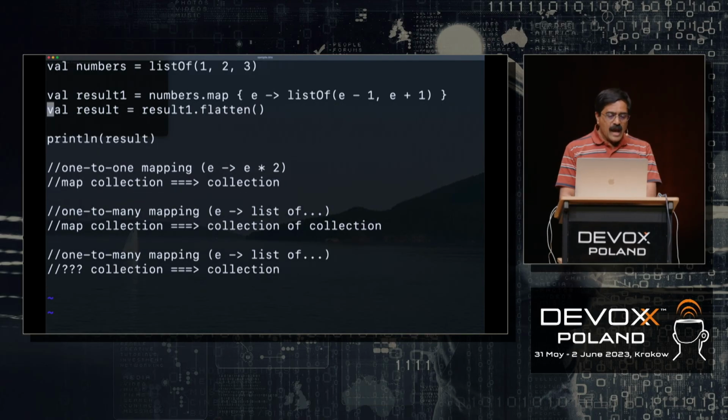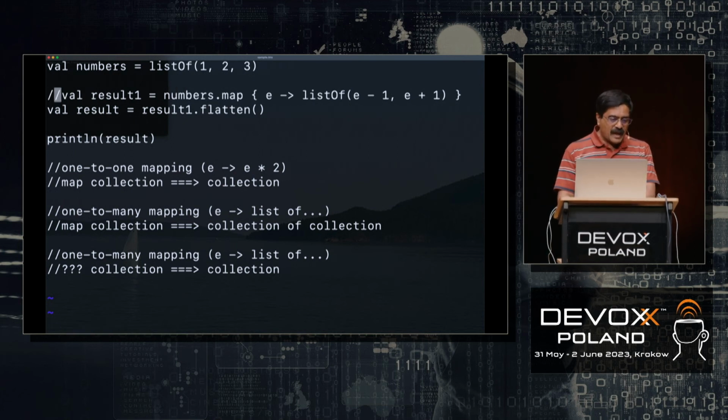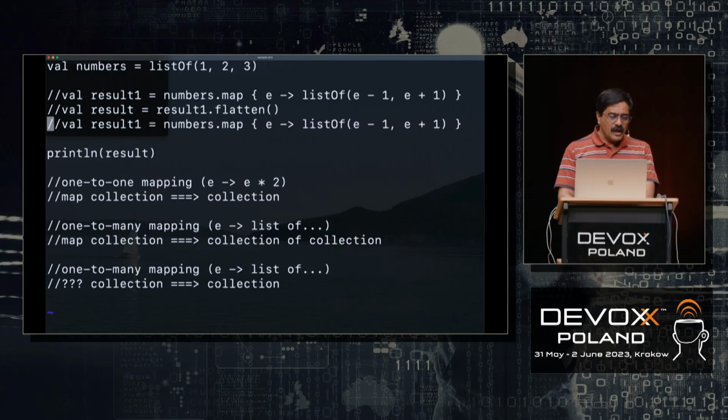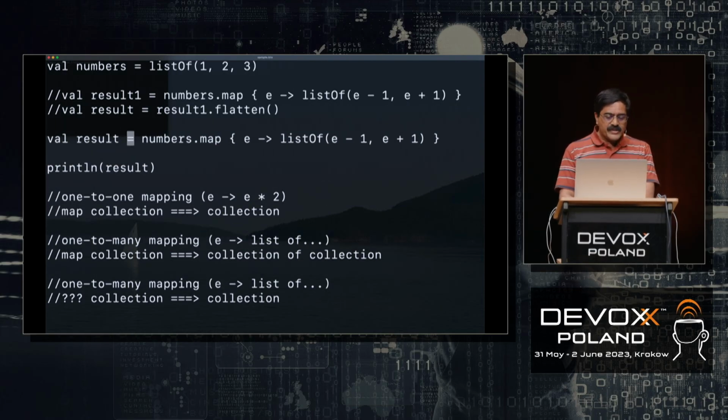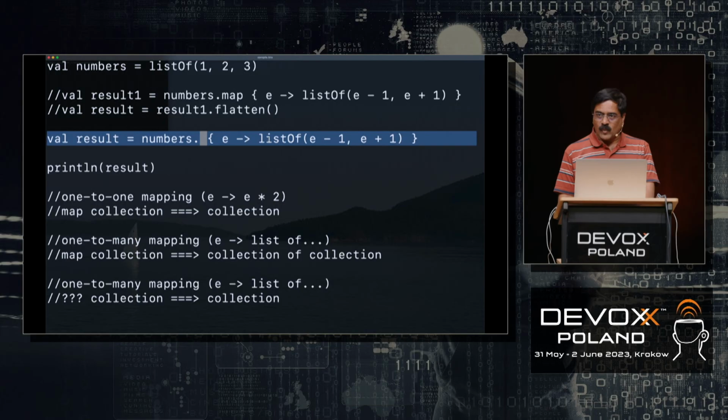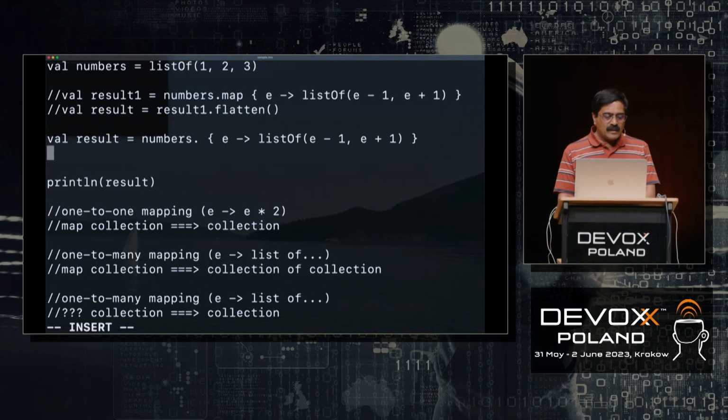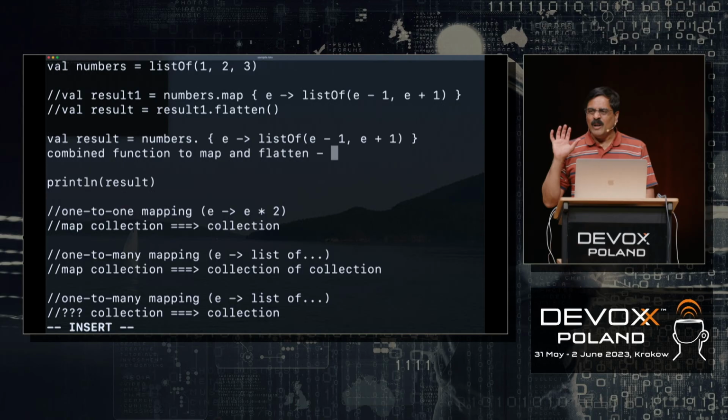So far, so good. Now you say, but wait a minute, you took 2 steps to do this. Why can't we do this in 1 step? That's a very reasonable question, isn't it? So I'm going to go back and say, here is a result, and I want to do a one-to-many operation, but I don't want a collection of collection. I want a collection. But I want you to think about this very carefully. Don't rush. I want to do the map, and I want to flatten. So if I were to write one combined function to map and flatten, what would be the most logical name for that function?